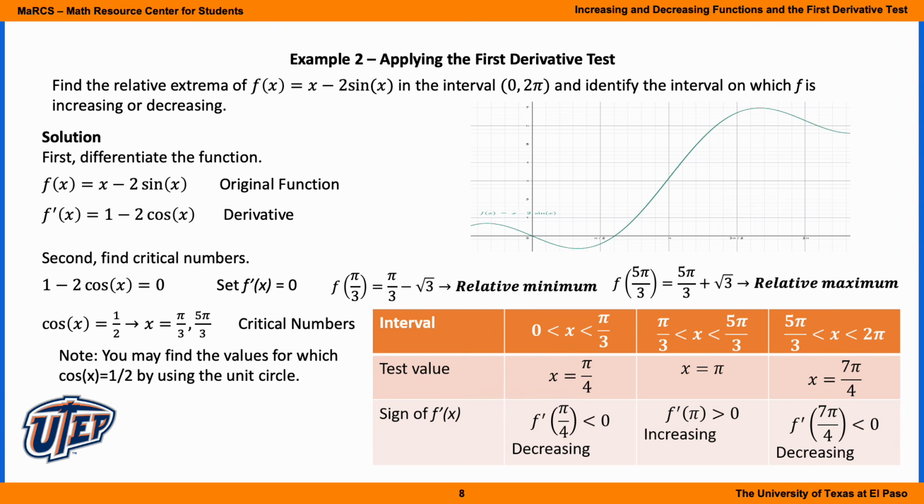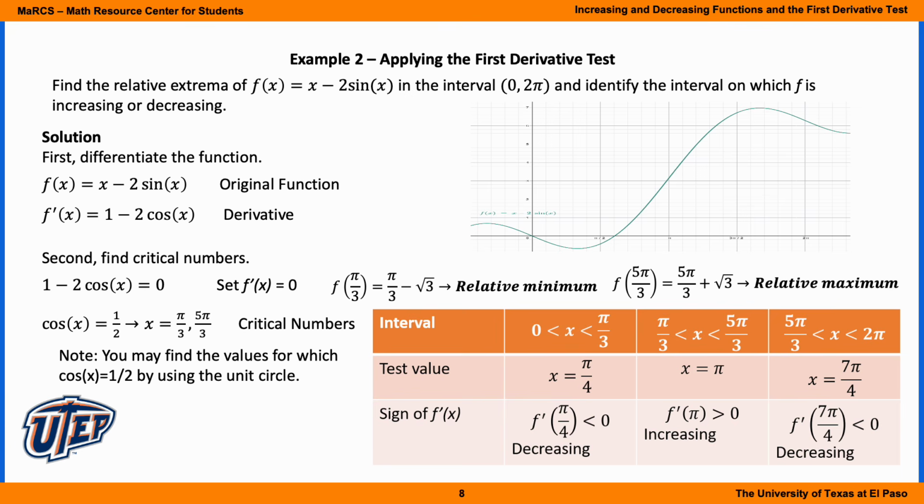So for our first open interval for x between 0 and pi over 3, our test value chosen was x is equal to pi over 4. Now the derivative at that point is less than 0, so that means that our function is decreasing on the open interval 0 to pi over 3. Now for our next open interval, we have x is greater than pi over 3 and less than 5 pi over 3. So we choose the test value x is equal to pi, and our derivative at that point is greater than 0, so that means that our function is increasing.